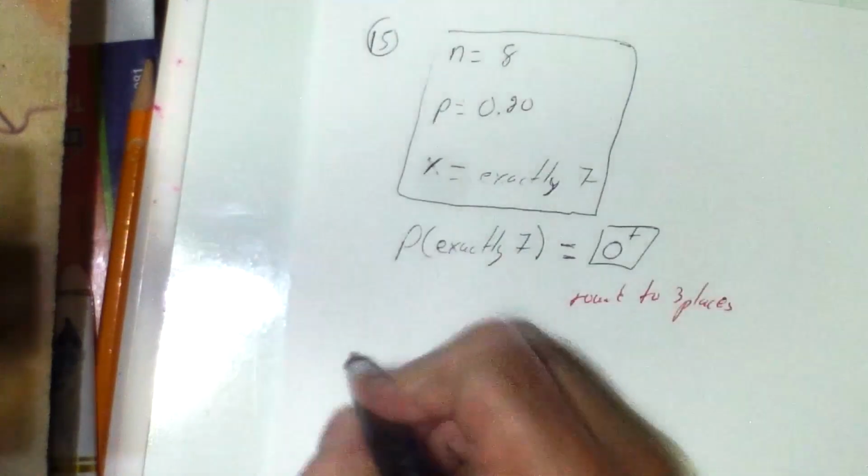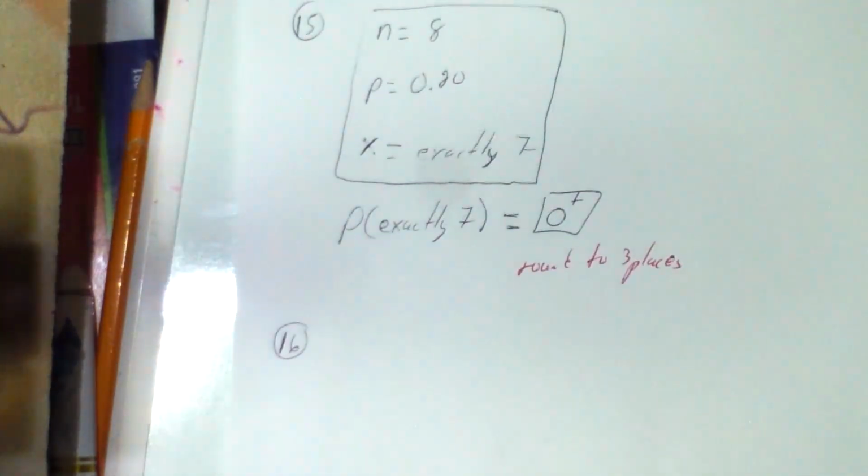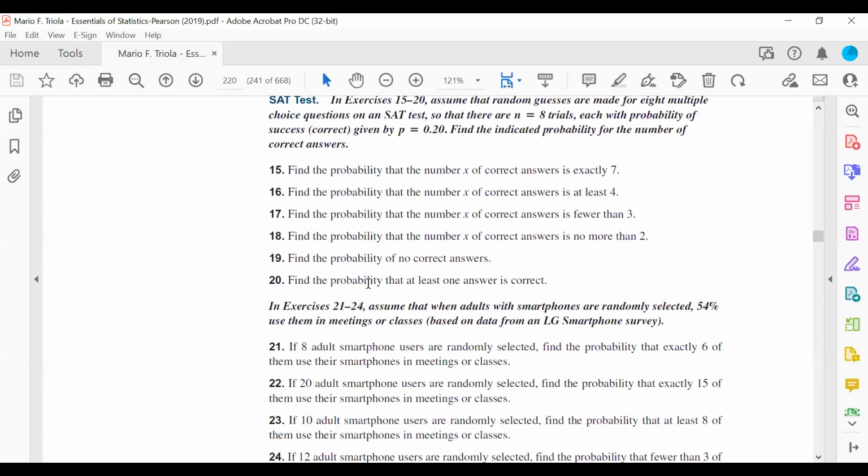All right, 16. Number 16 says, I think we have to use the same values. Yeah, that's right. So N is 8, P is 0.20, and X, it says, at least 4. At least 4.